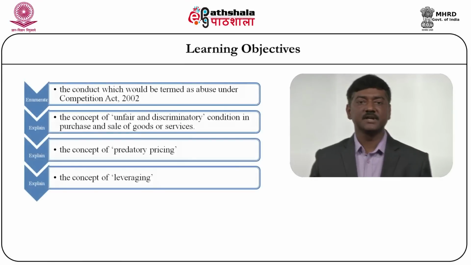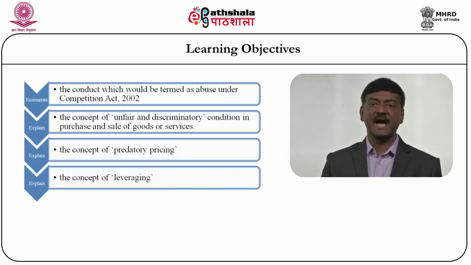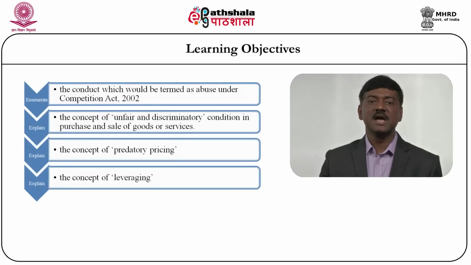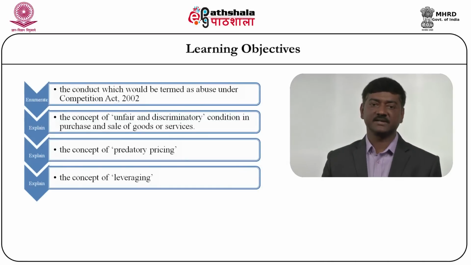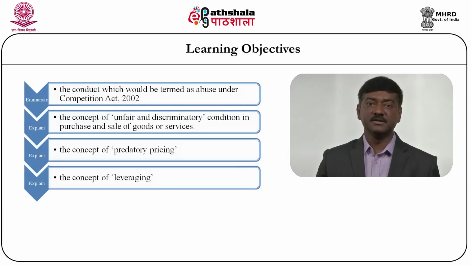The learning outcome of this particular module is that the learners would be able to enumerate the conduct which would be termed as abusive under the Competition Act, and understand and examine the points which need to be considered. We will see some of the cases also in this, and they would be able to explain the concept of unfair and discriminatory conduct in purchase and sale of goods and services, which is one of the factors. Second, they would be able to explain the concept of predatory pricing and explain the concept of leveraging, which is one of the components of the abusive conduct enumerated in section 4 of the Act.